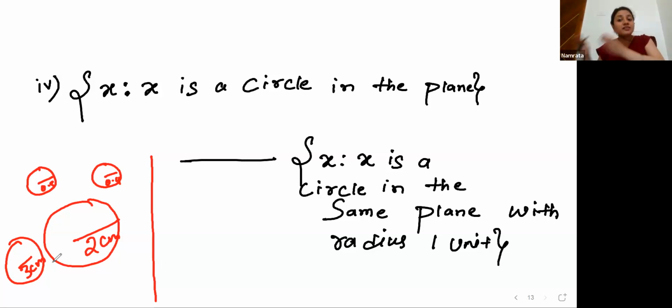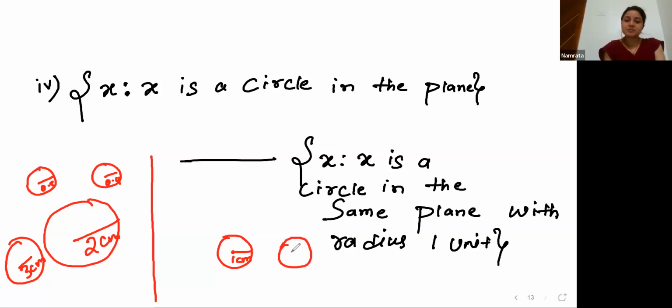Now on the right hand side, we have circles having radius 1 unit. So we see a circle having radius only 1 centimeter, the same size of circle, exactly the same circle. So all the elements of the left hand side, are they present in the right hand side? Yes or no?